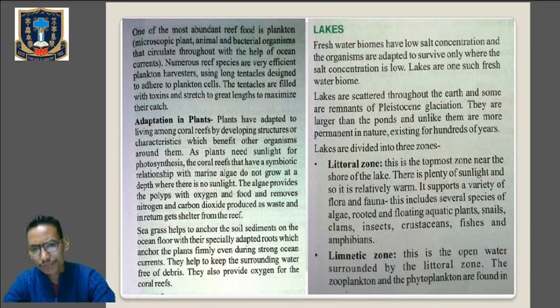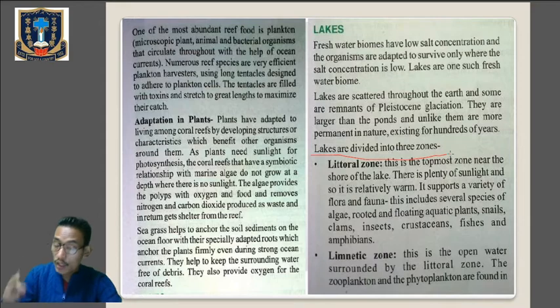Freshwater biomes have low salt concentrations, and the organisms are adapted to survive only where the salt concentration is very low. Now lakes are divided into three important zones. What are those zones? Number one is the littoral zone, number two is the limnetic zone, and number three is the profundal zone. So in lakes we will find three important zones. Remember: littoral zone, limnetic zone, and profundal zone.